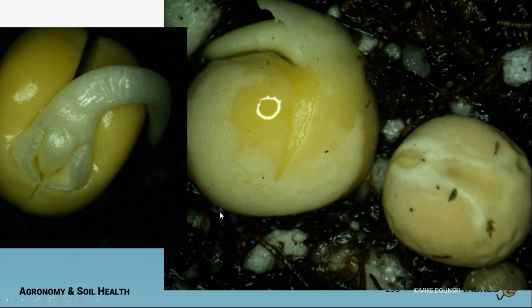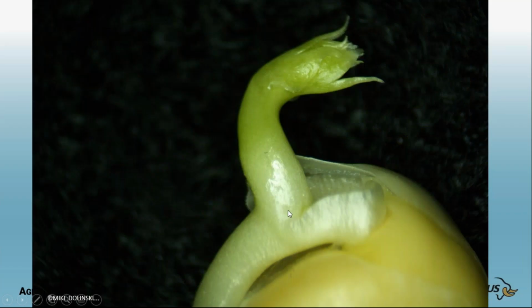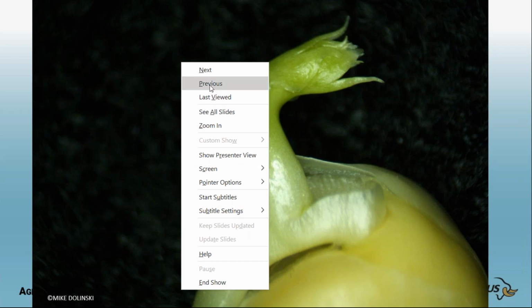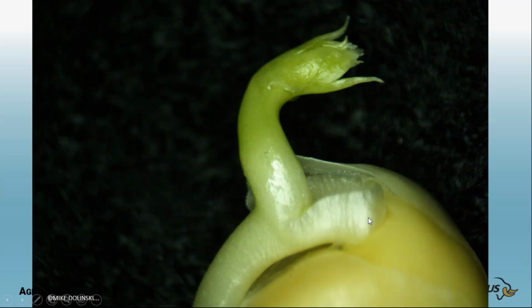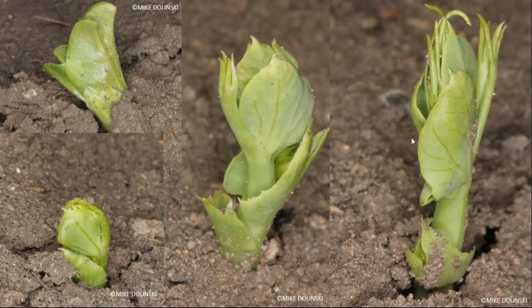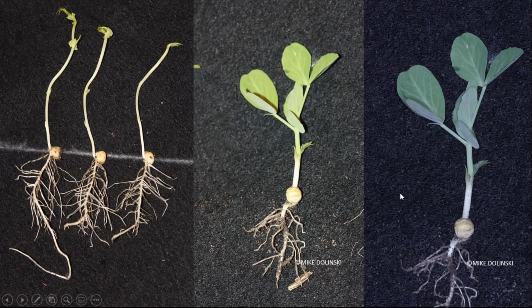Well, I'll show you that. This grows up. Sorry, this becomes the plumule. This becomes the root, and it grows on the top. I'll go back to show you that. This is really cool. This just pops up and becomes the new shoot. And here it comes out of the ground.